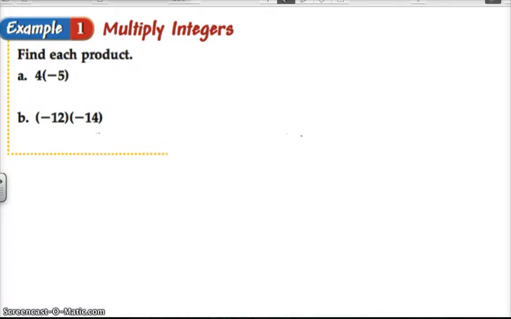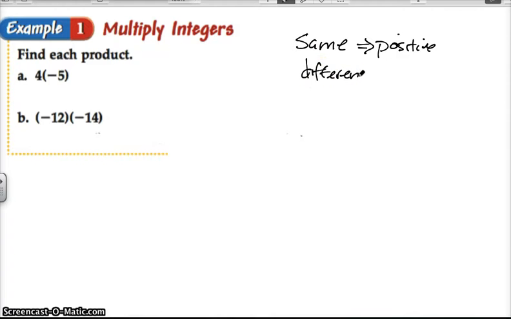The rule we need to keep in mind as we look at this first example is that when you multiply two numbers, any kind of numbers, rational, irrational, integers, whatever, and the signs are the same, your answer is going to be positive. If you multiply two numbers and the two numbers are different, then the product will be negative. So same positive, different negative.